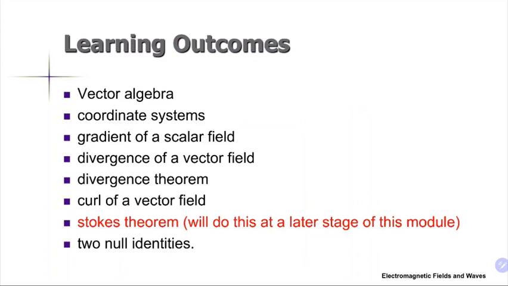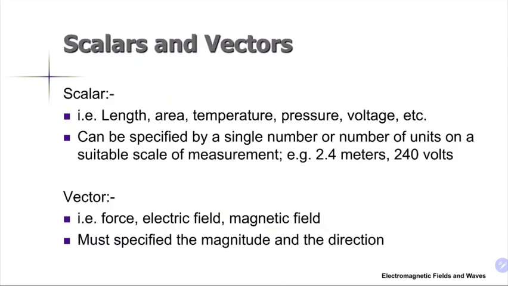The learning outcomes of this topic. First we're going to look at vector algebra, and then briefly talk about coordinate systems, and then gradient of a scalar field, divergence theorem, curl of a vector field, and then two null identities. Stokes' theorem I'll leave to another topic, so I'm not going to cover it here. So these are the things related to this topic on vector.